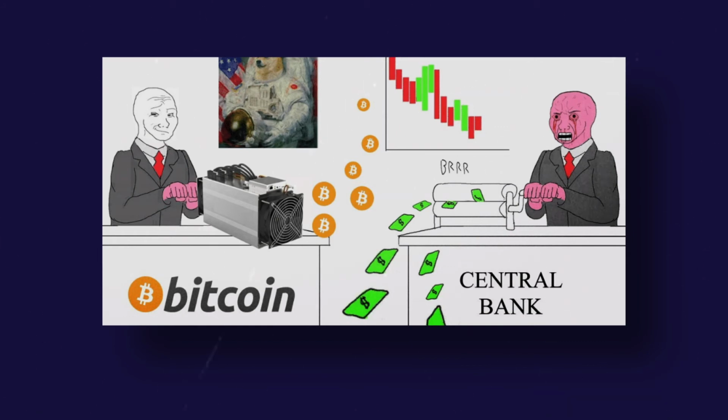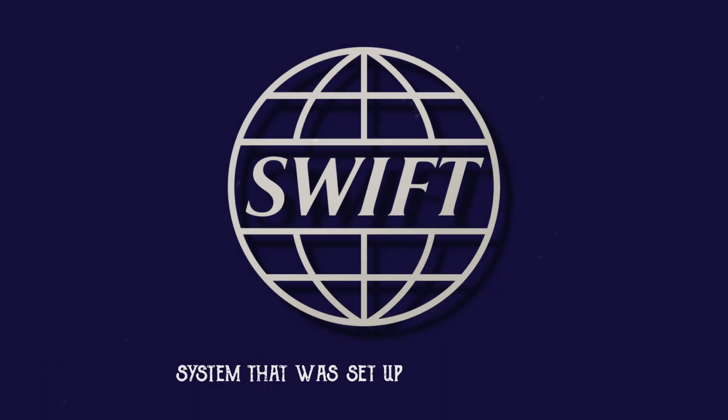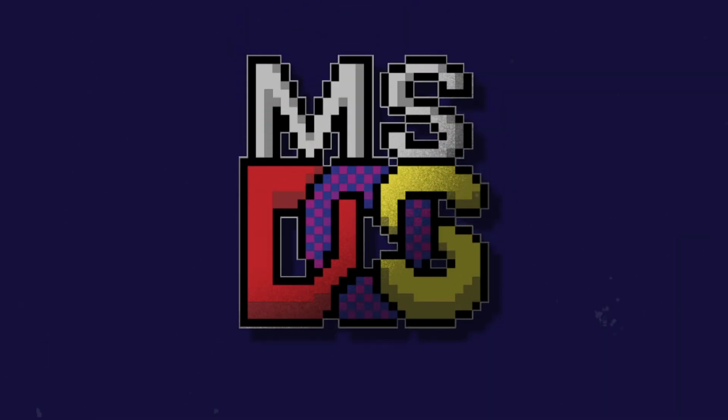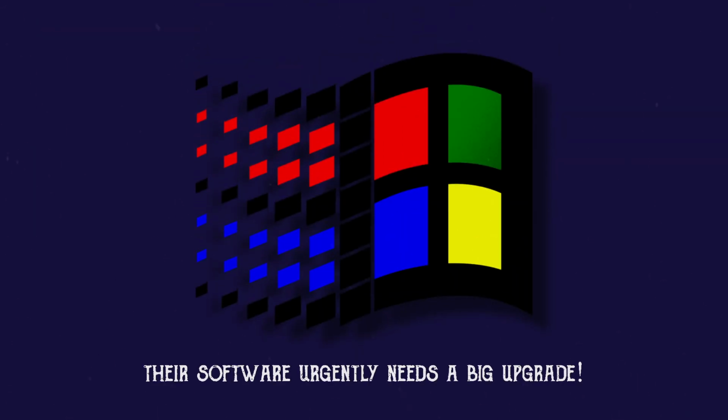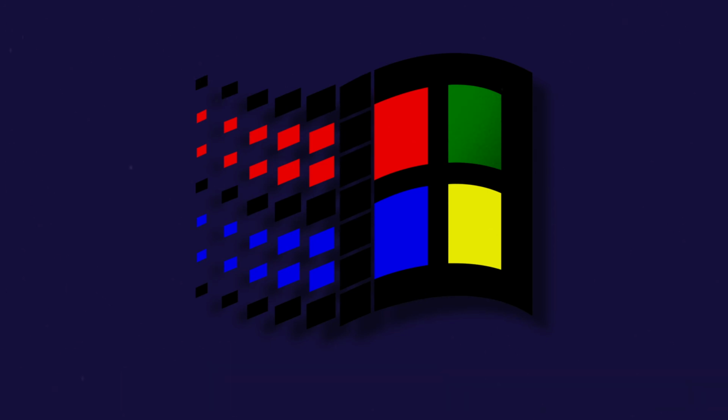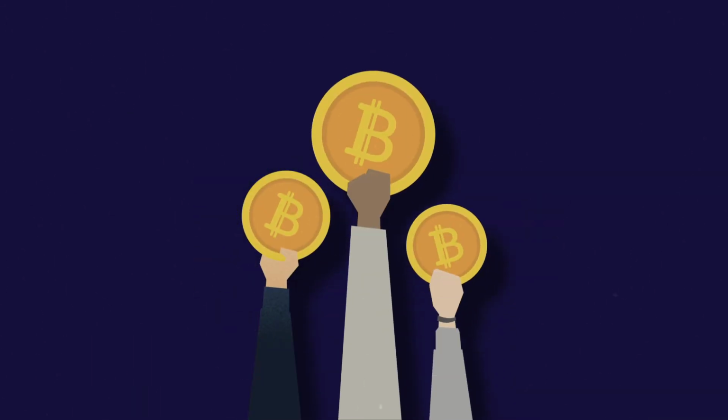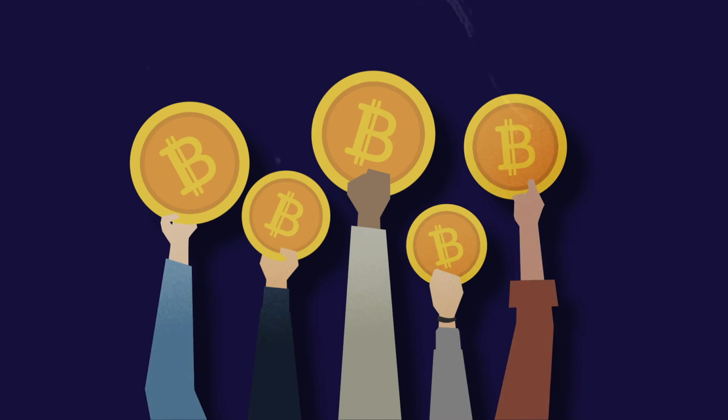The current banking system is still working with a system named SWIFT, which is still running on a mainframe system that dates from the 80s. After the mainframe system, we had MS-DOS. After that, there was Windows. As you can see, their software urgently needs to be upgraded. Now everything needs to be easier, faster, and cheaper. We could say that cryptocurrency is the money from the people for the people.